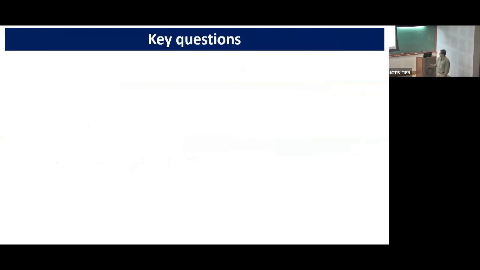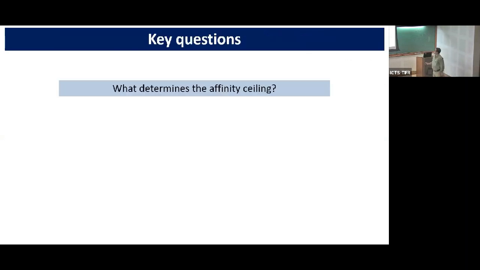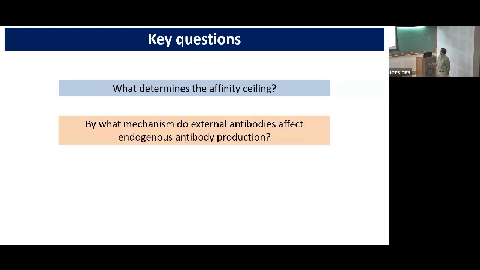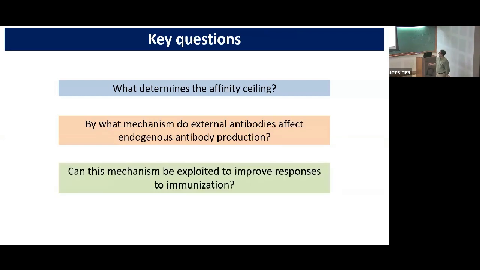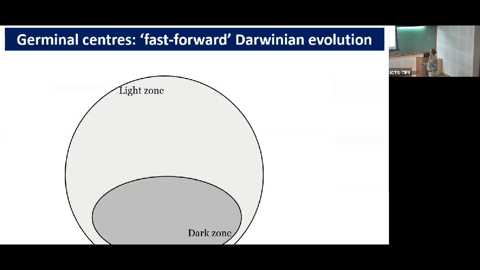So here are the questions that I'm going to try and see if I can address in the next few minutes. What determines the affinity ceiling? By what mechanism do external antibodies affect endogenous antibody production? And can this mechanism, if we identify it, be exploited to improve responses to immunization? So these are the questions. So let's see how to address them.